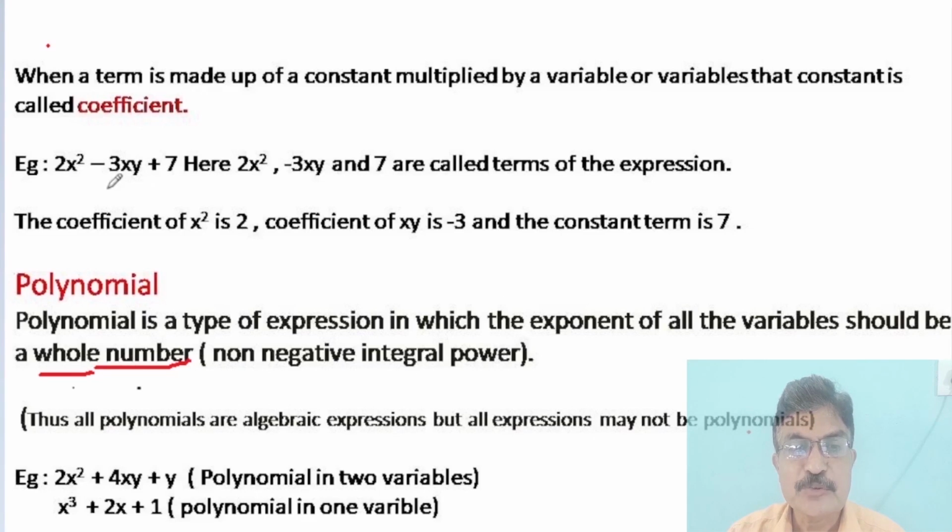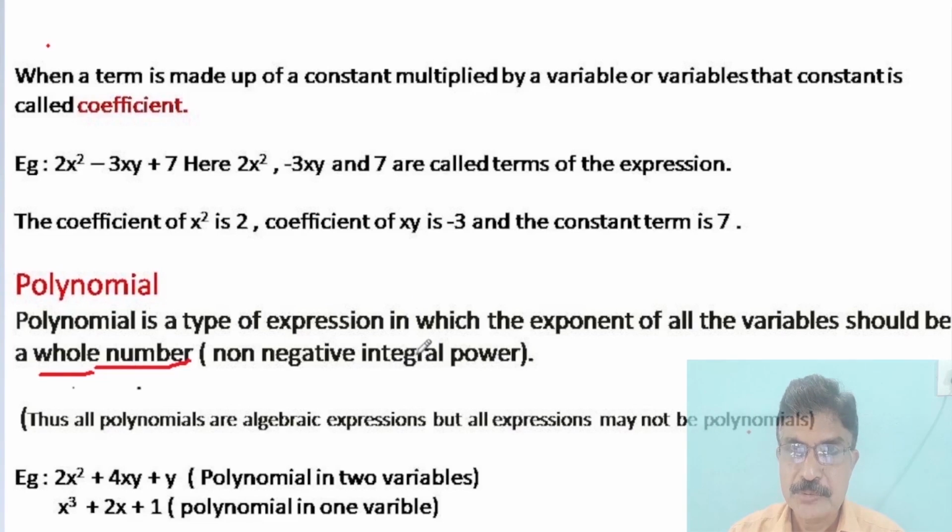When we take this expression 2x square minus 3xy plus 7, what is the exponent of this variable? Yes, a positive number 2. What's the exponent of xy? Yes, this is also a positive number. This is a constant term. Here a variable is there, that is x raised to 0. It is a whole number. Whole number means 0 along with the positive integers.